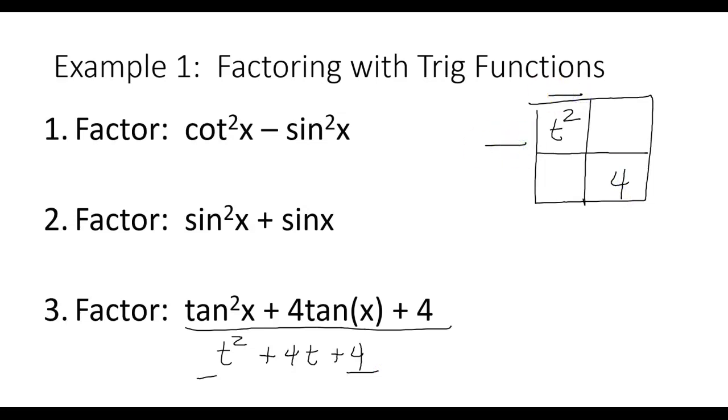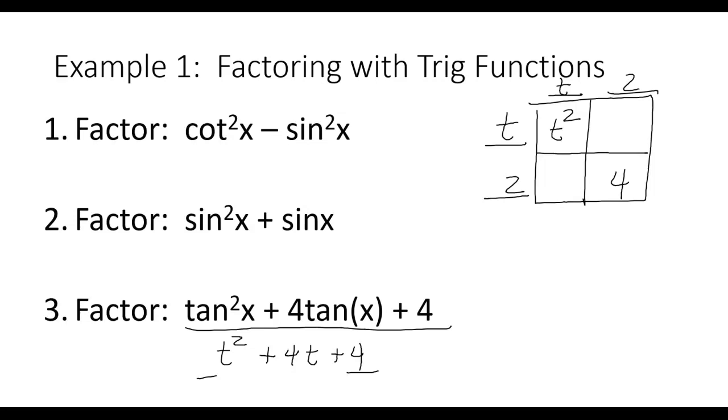So what times what makes t squared? That would be t and t. What times what makes 4? Well, that could be positive 2 and positive 2. Or it could be negative 2 and negative 2. Or it could be 4 and 1. Or it could be negative 1 and negative 4. There's 4 possibilities. I'm going to try positive 2 first and see if it works.